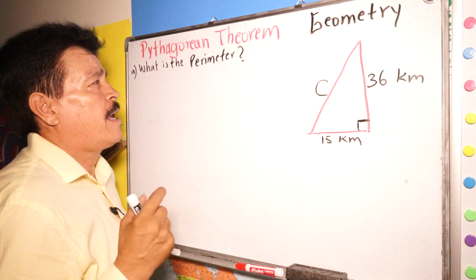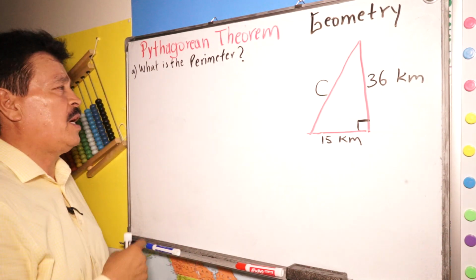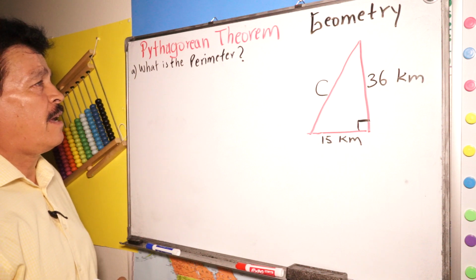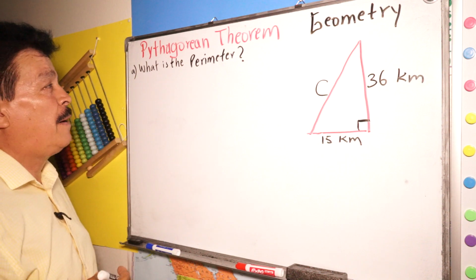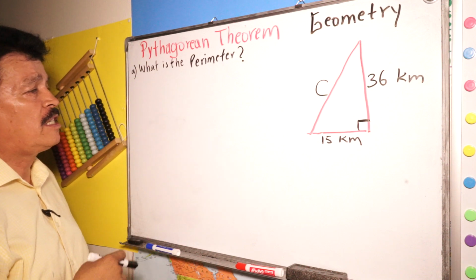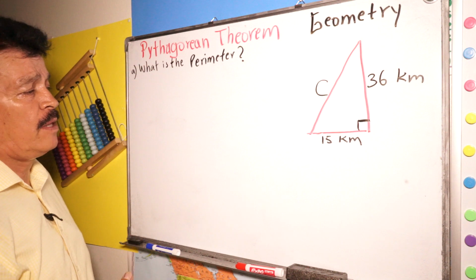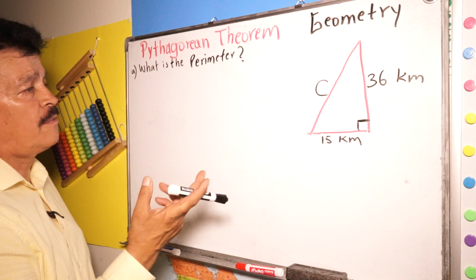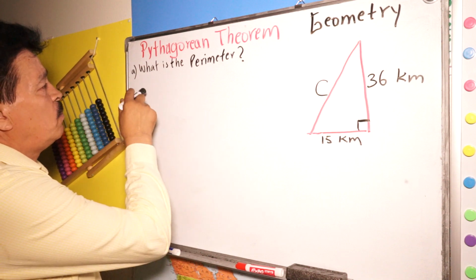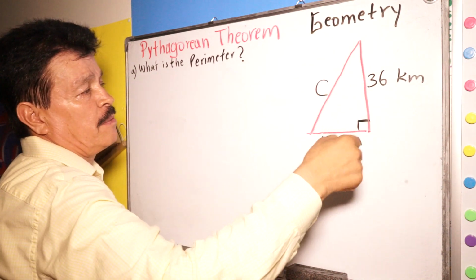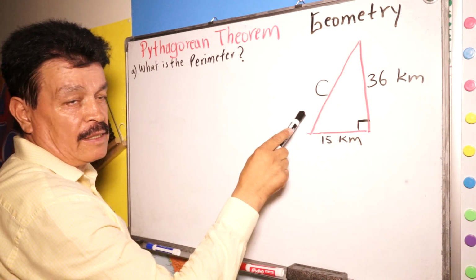Geometry class. Today I want to teach you the Pythagorean Theorem. We are going to work with right triangles. We're going to explain what a right triangle is, and for today we are going to find the perimeter. We need to know how much this variable is.